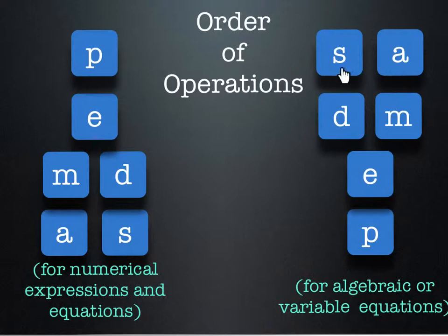So again, same thing, left to right: subtraction, addition, left to right: division, multiplication. So if multiplication comes before division in the equation, you'll do multiplication first. Exponents will come after these functions, and then finally parentheses.